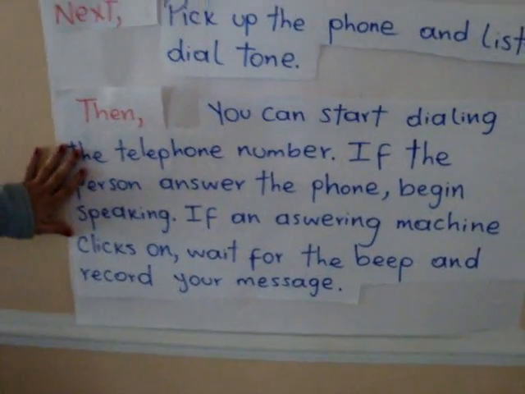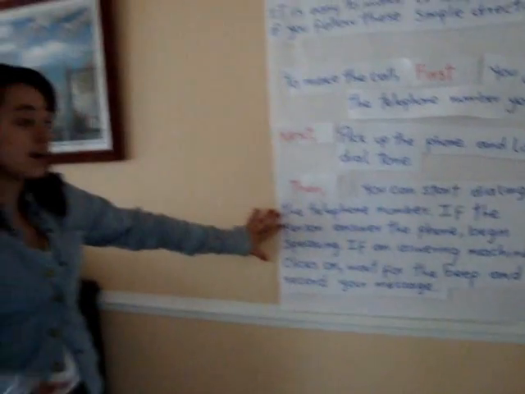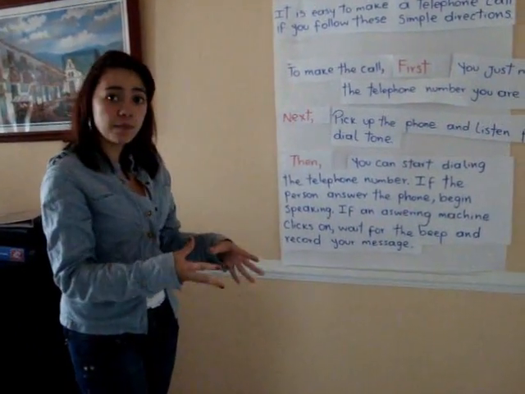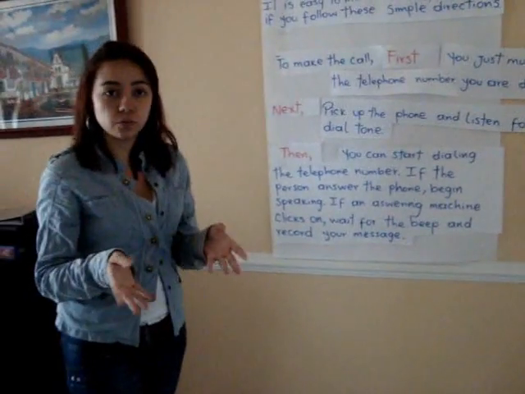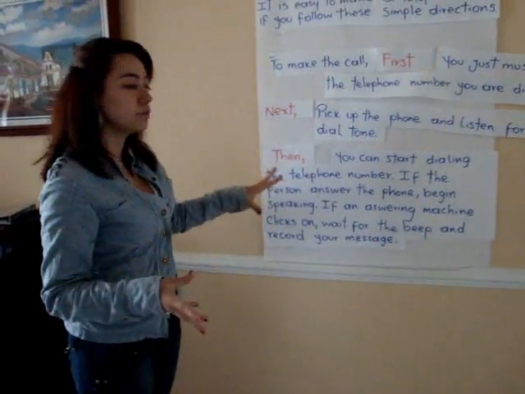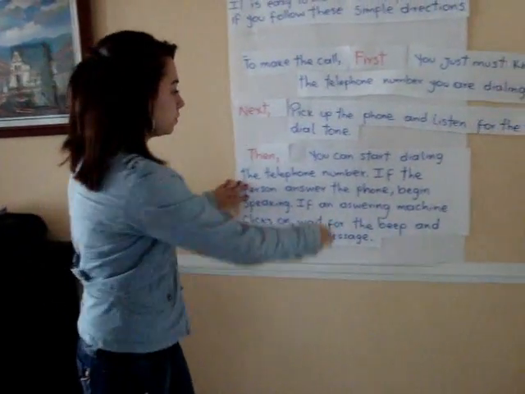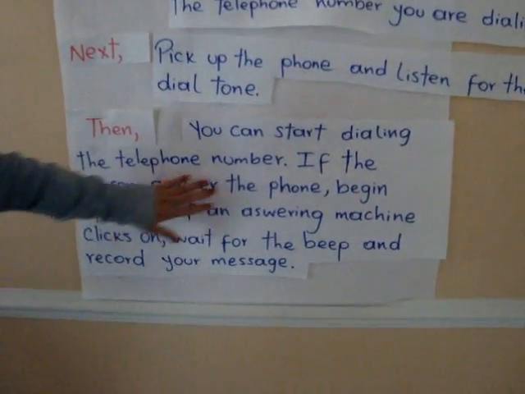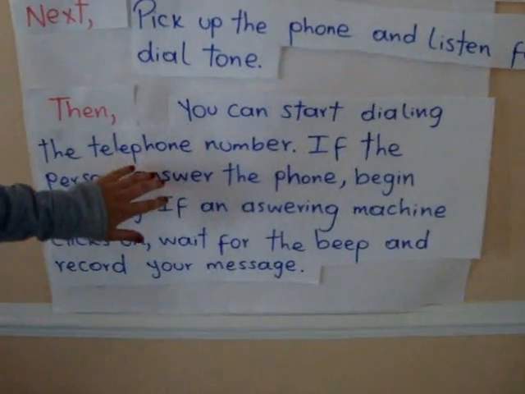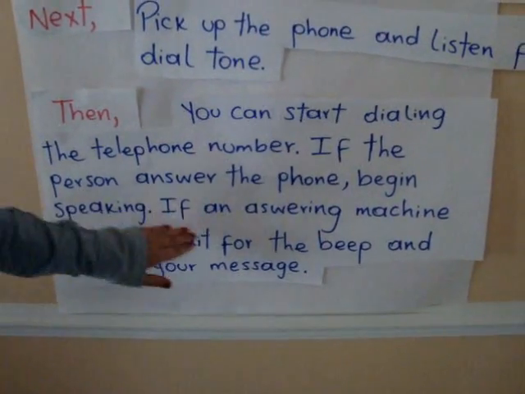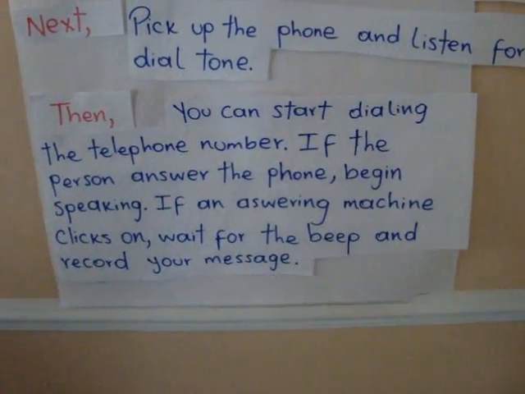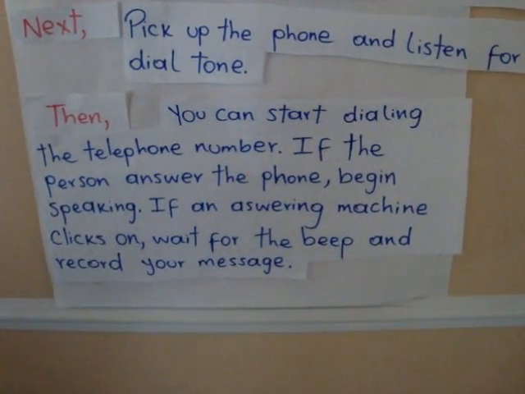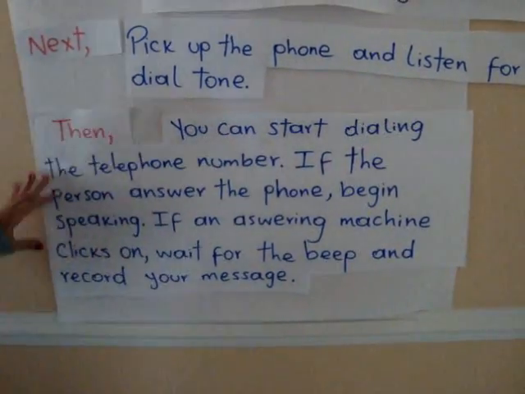As you can see here, it is a complete step. For this reason, we don't need to use another transitional word between these other sentences. Because when you say "if the person answers" or "if an answering machine," what you are saying is that they are two options within the same step.